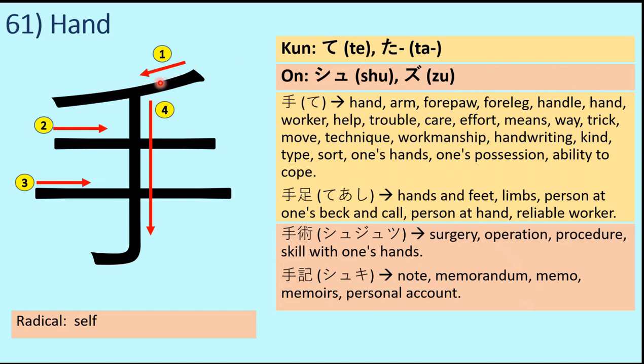The first stroke is very important because it is coming from the opposite direction. So this way, 1, then 2, then 3. Mind here, the length of the second stroke is shorter than that of the third stroke. And finally, the fourth stroke like this. So this is how the character will be written.